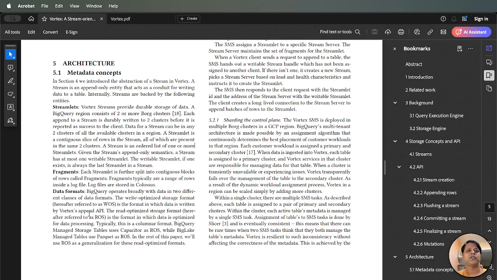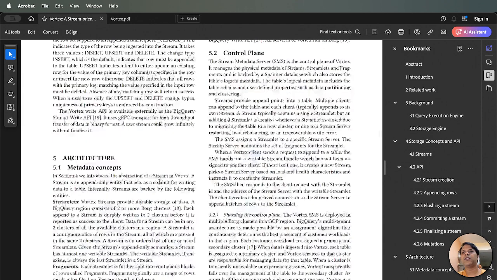There is write optimized storage and read optimized storage, Capacitor for native, and if it is BigLake, it uses Parquet for read optimized storage, which is on Colossus. For write optimized, again it uses all of these log file based fragments.